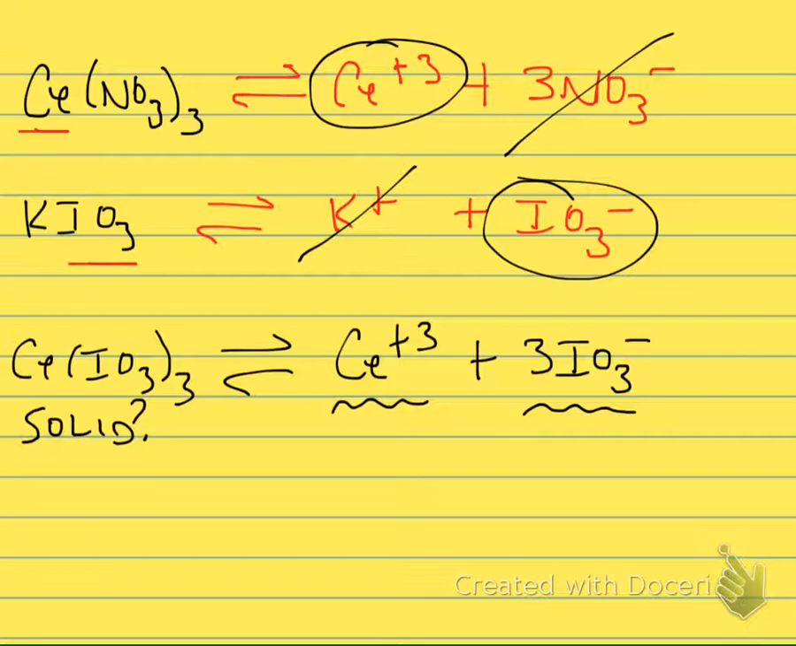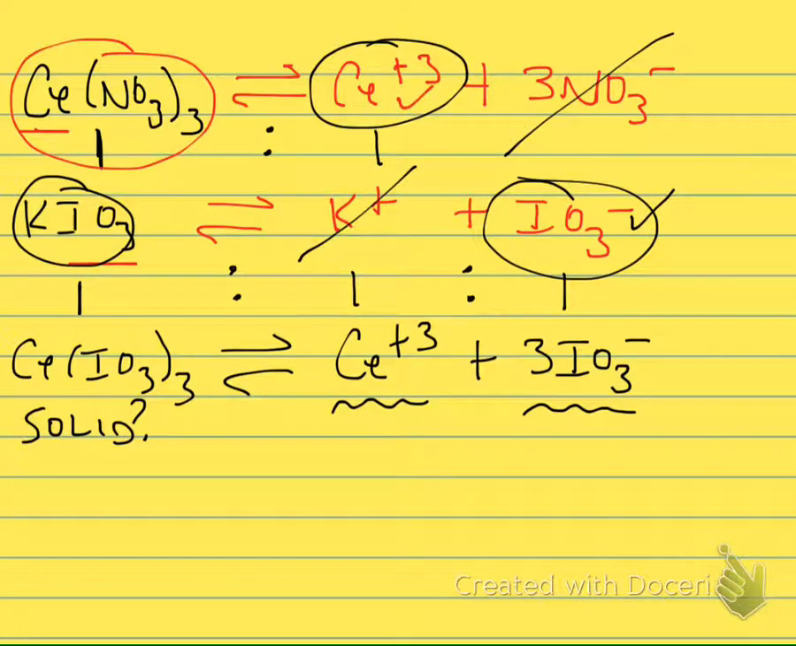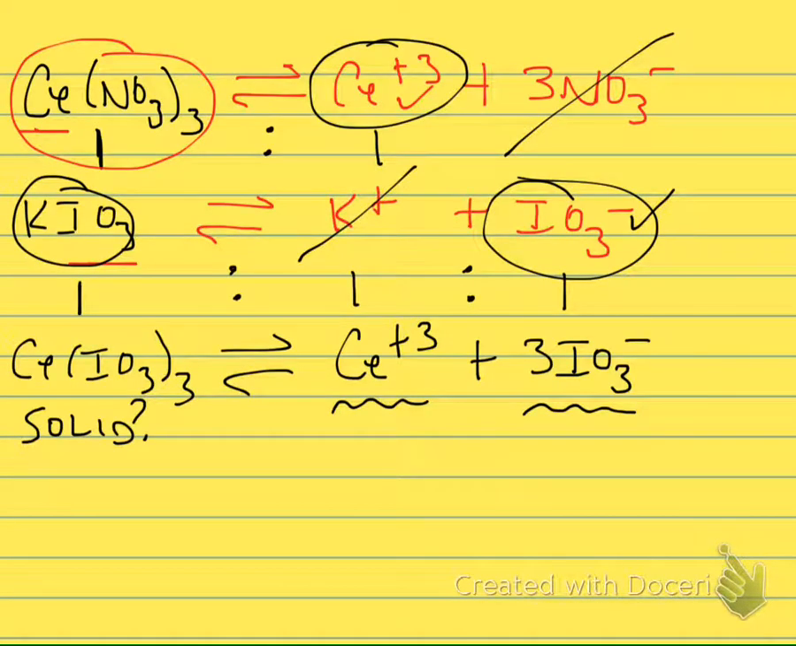And if we look here, this is going to be a 1-to-1 ratio, and so is this. So 1-to-1-to-1 ratio. So whatever my concentration of KIO3 is, that's the same for my IO3 minus. Whatever my Ce(NO3)3 concentration is, that's my Ce plus 3 ion concentration. And so I'm going to now write these on the next slide.